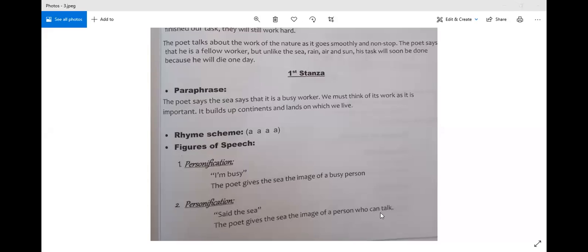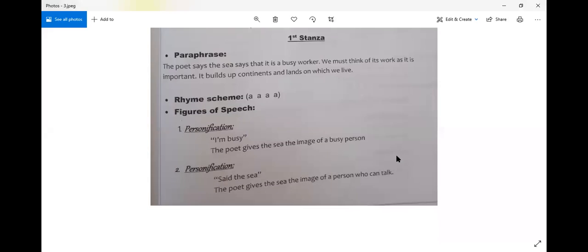Okay, it's not difficult, guys. I mean, if you understand today what we're saying, this means that you can find out the figures of speech without memorizing them. I mean, personification is something that we give the image of a person doing something. So I am busy, this is the sea speaking here or saying I'm busy. It's a personification. Said the sea, the poet gives the sea the image of a person who can talk. It's the same idea. Okay, perfect, guys. Thank you so much, Ru'a.